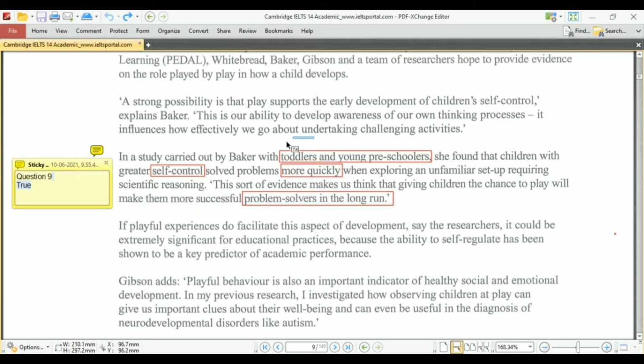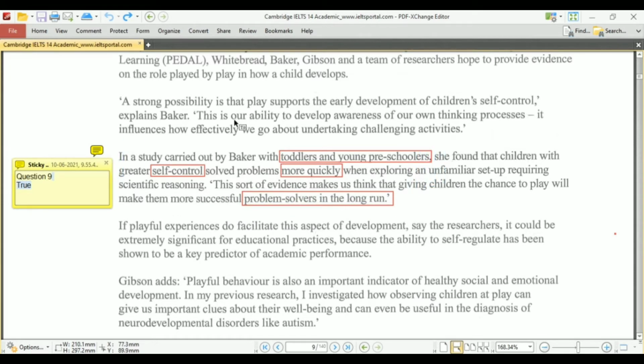So here let me tell you one thing: toddlers and young preschoolers means those who have not gone to school yet, they are children, kids right now. So she had taken a survey, or did a scrutiny, and in her scrutiny she found that those who have great self-control on themselves have great power of solving problems, and it will help them in the future as well. If you got its meaning, then surely you will get it.